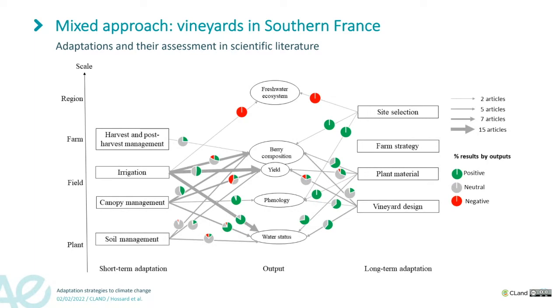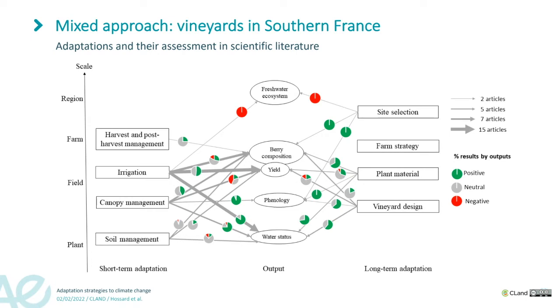So you can see that there is a large range of spatial scales, but also different adaptations in time. And what she wanted to see was how intensively those adaptations were studied, and also what was the type of outputs. Did they have a positive impact in green or a negative impact? And what you can see is, for instance, irrigation, which is a short-term adaptation, the most studied in the literature. It could be assessed on several components of the system, like berry composition, yield, and water status.